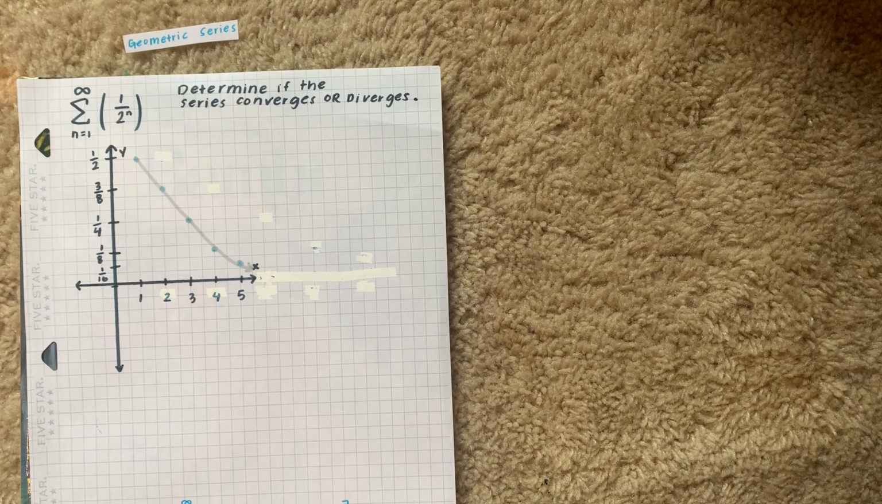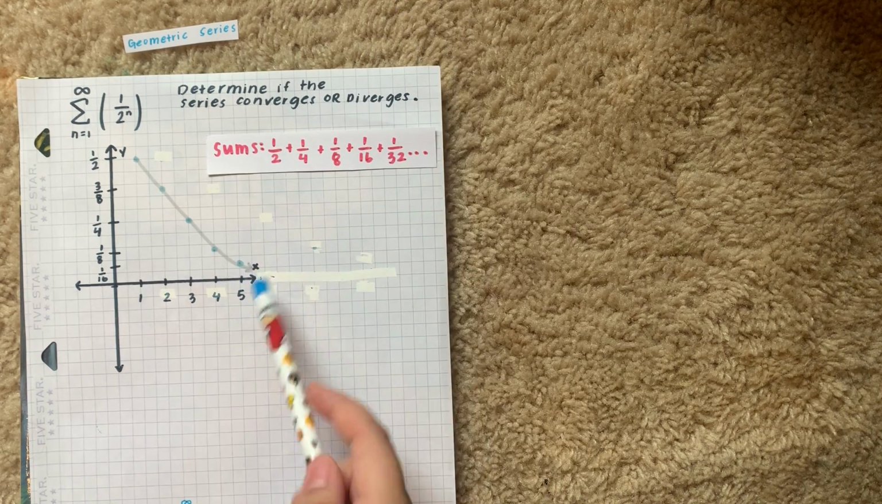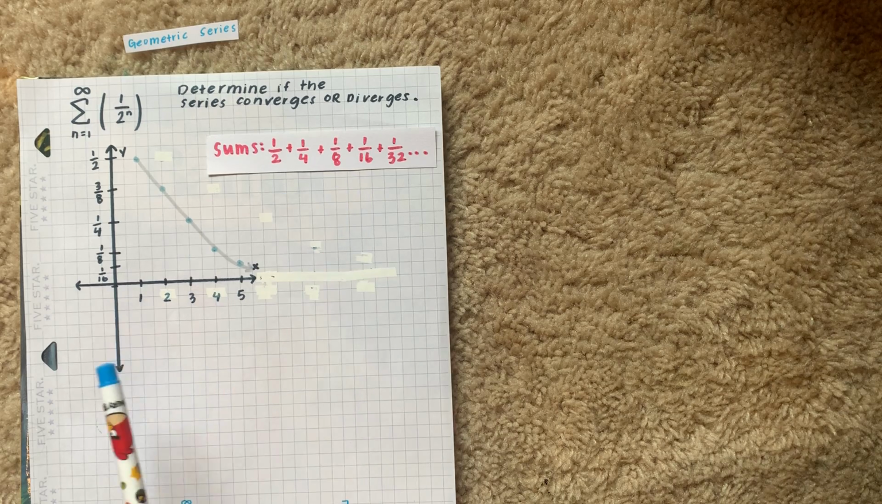The points on this graph show our terms or add-ins. So whenever you plug in your first term, you'll end up getting 1/2. Your second term, you'll get 1/4, your third, 1/8, 1/16 for the fourth, and of course, 1/32 for the fifth. And this can go on for an nth number of terms.